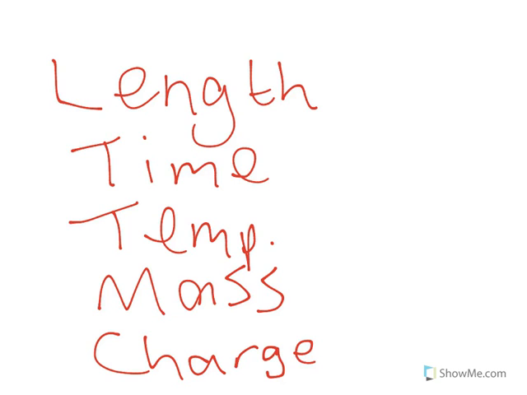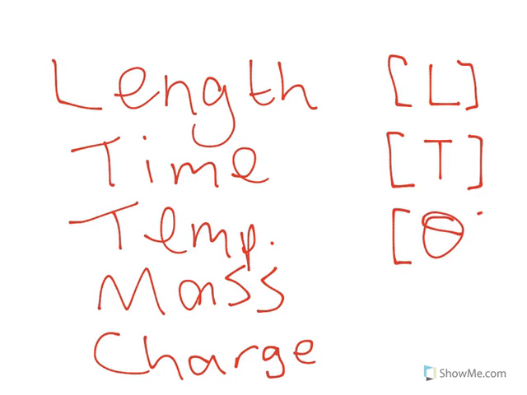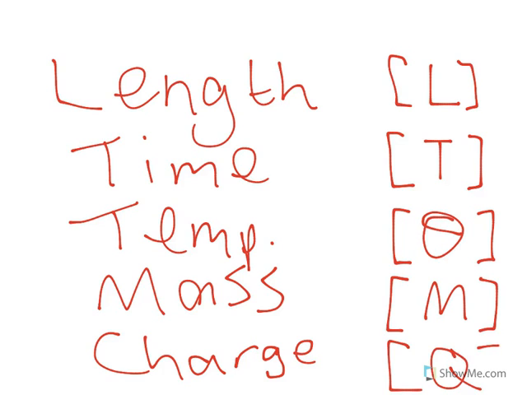Now, these are all given their own symbol, and what we use is square brackets with a letter to denote what we are referring to. So for length, that is square brackets with an L. Time, it is square brackets with a capital T. Temperature is square brackets with the Greek letter theta. Mass is square brackets with M, and charge, square brackets with Q. So quite easy to remember. It's all pretty intuitive. The only one I'd say is quite unintuitive is theta, but to be fair, in Greek, theta actually refers to the letter T. So, not quite as bad as it seems.